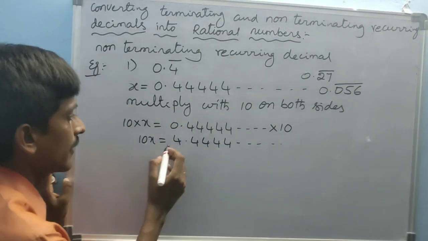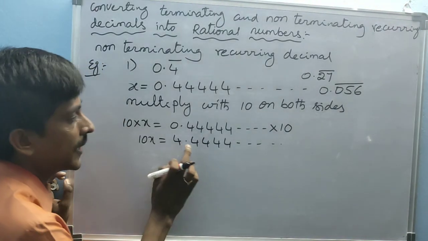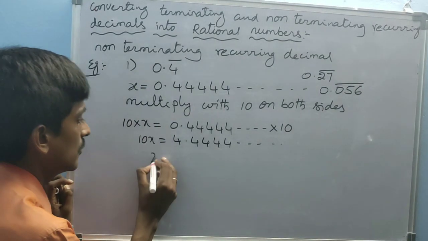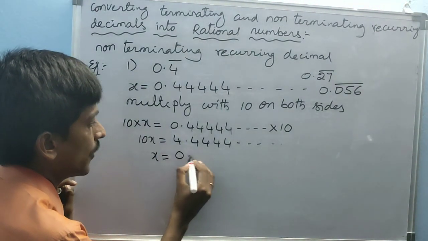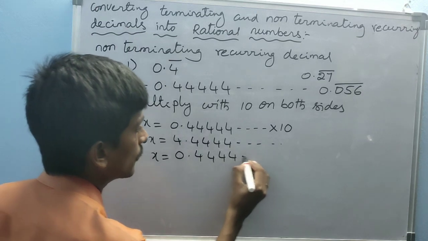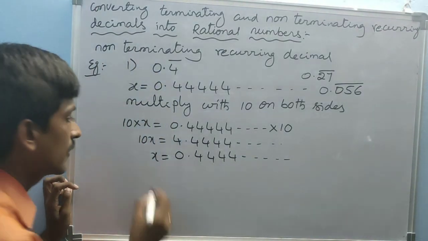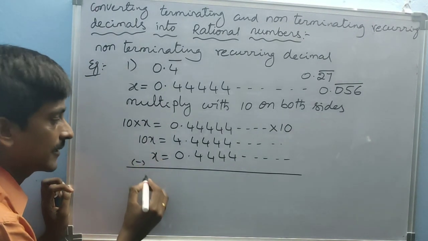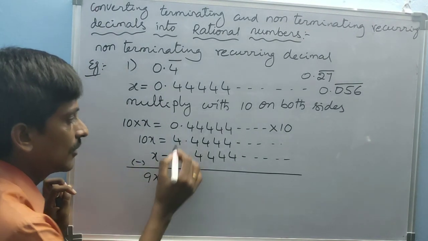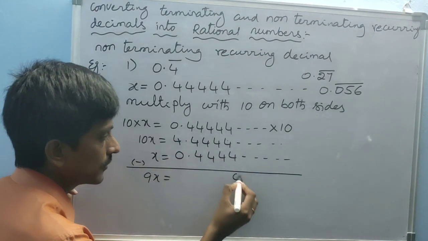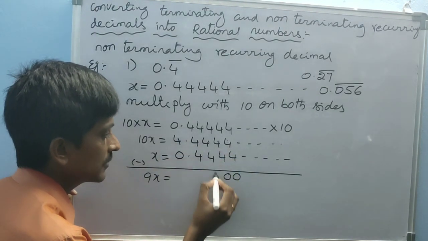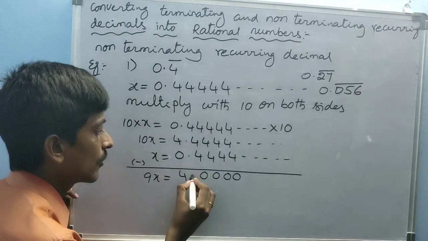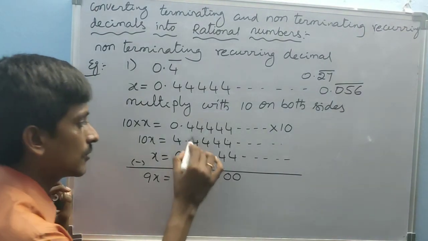This is 10x equals 4.4444 and so on. What is the x value? x equals 0.4444 and so on. Subtract both: 10x minus 1x is 9x. 4 minus 4 is 0, 4 minus 4 is 0, 4 minus 0 is 4. So 4.0000 and so on.